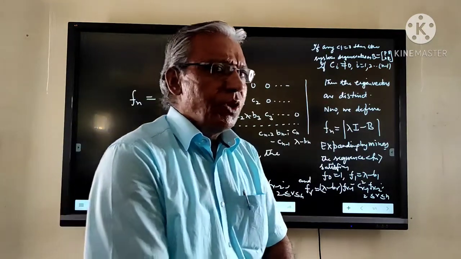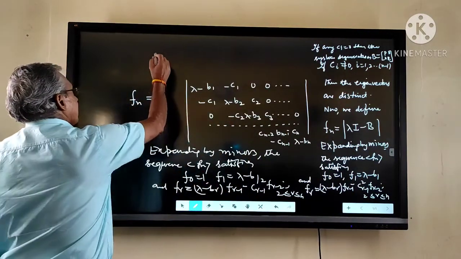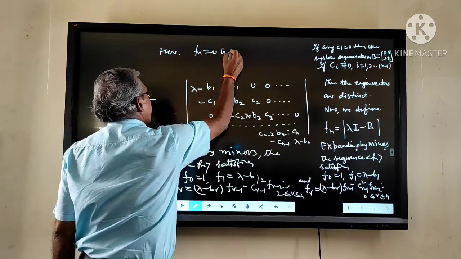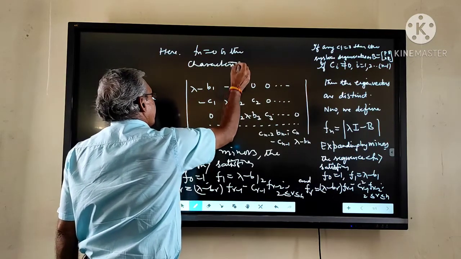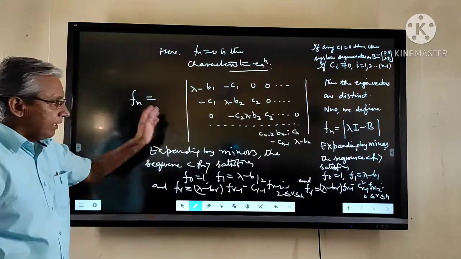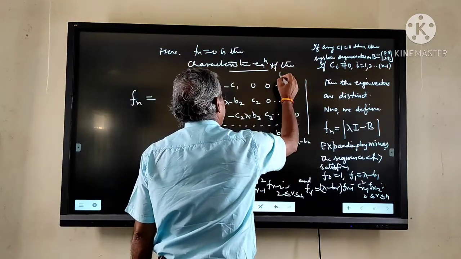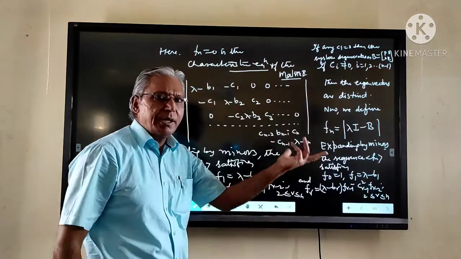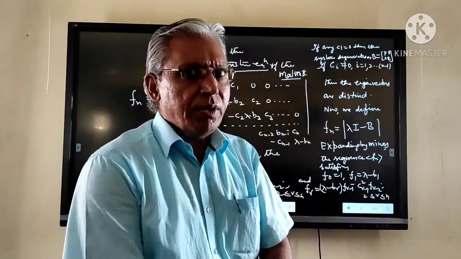Here we observe that Fn equal to 0 is the characteristic equation of the tridiagonal matrix B. We know that A and B have the same eigenvalues, therefore the eigenvalues of B are also the eigenvalues of A.